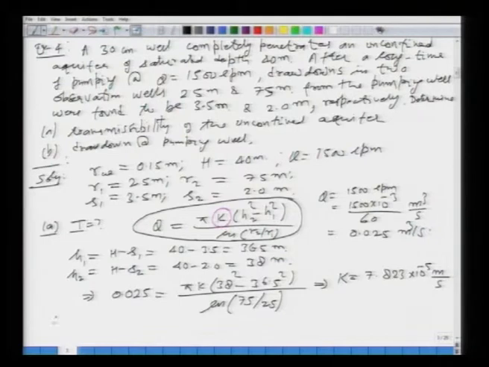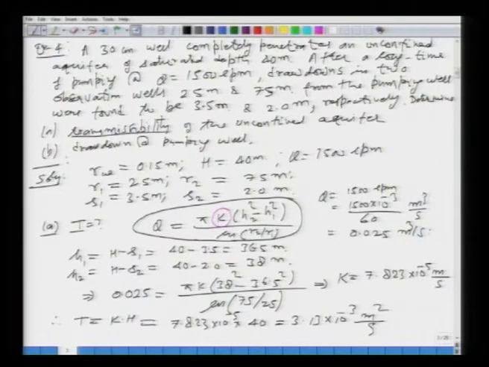What will be T? Sorry, the T will be K times H, right. For the confined case, it was K times B. So, it will be K times capital H for the unconfined case, for the original condition. So, it will be 7.823 times 10 to the minus 5 of course, multiplied by capital H, which is 40. So, you have 3.13 times 10 to the minus 3, the units are going to be meter square per second. Okay. So, that is part A, in which we find the transmissibility of the aquifer.